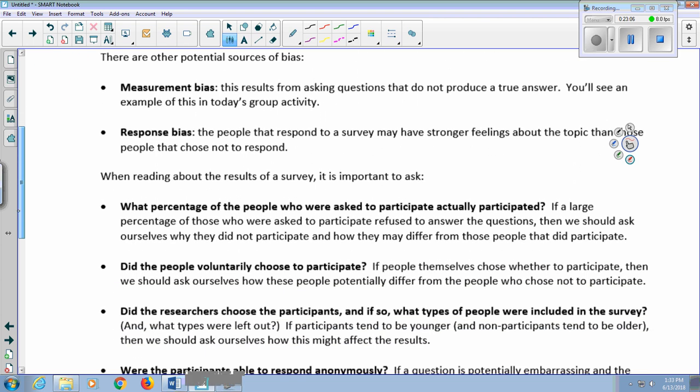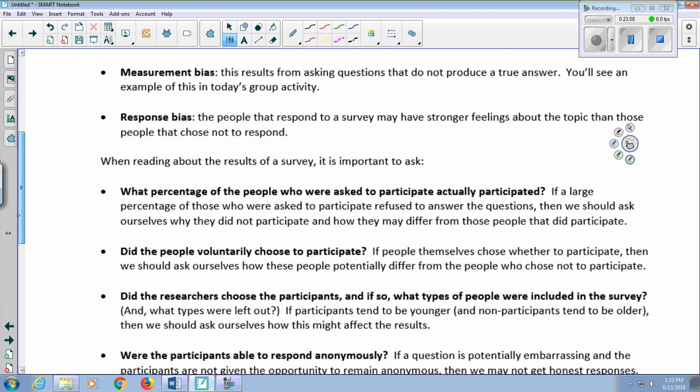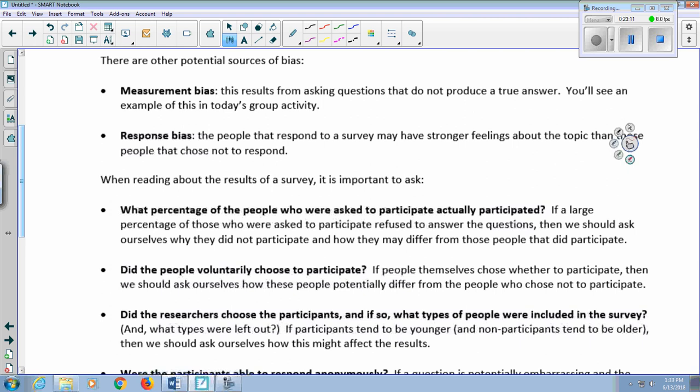So there are other types of bias that we can talk about here. There's measurement bias. This is a result from asking questions that do not produce a true answer. So if the way things are worded could be one way to have measurement bias. Response bias is when the people that respond to a survey may have stronger feelings about the topic than those that choose not to respond. So the fact that not everybody's always responding. Only 24% of the people returned that survey, 2.4 million out of 10 million.